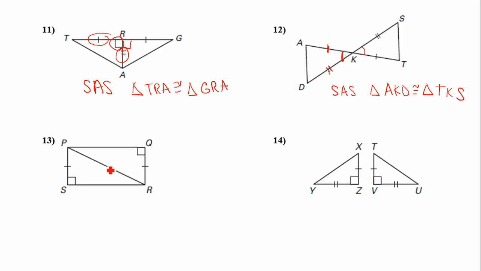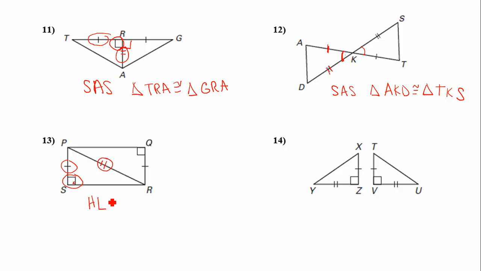All right, let's look at 13. Marking the side that they share. And you look at it again and you say, I have an angle and I have a side and a side. The angle's not in between the two sides, so it looks like this is angle side side. But because this is a right angle, we can use hypotenuse leg.